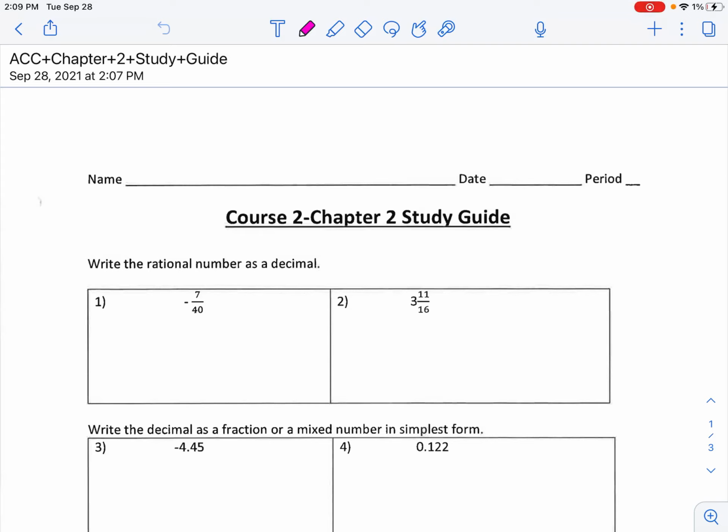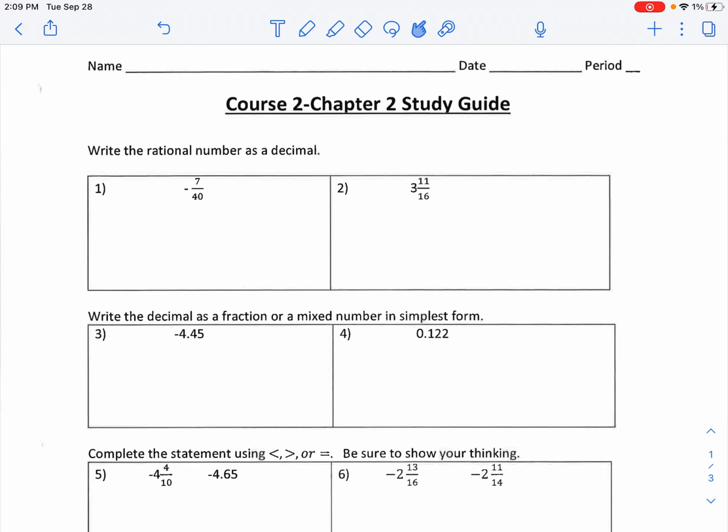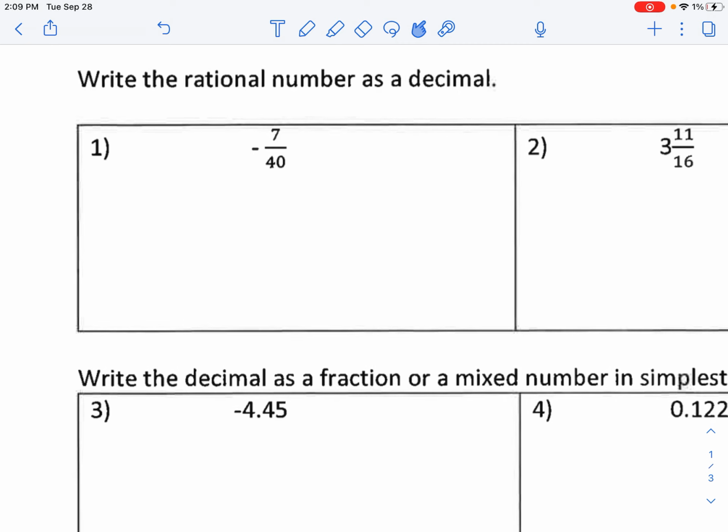Hello. So we're going to go through your Chapter 2 study guide because you've got your test coming up in a couple of days. So we're going to start with writing fractions as decimals. Zooming into number 1.